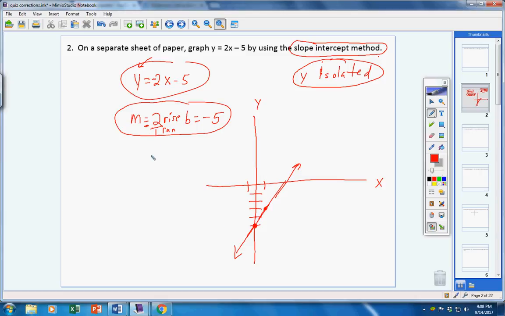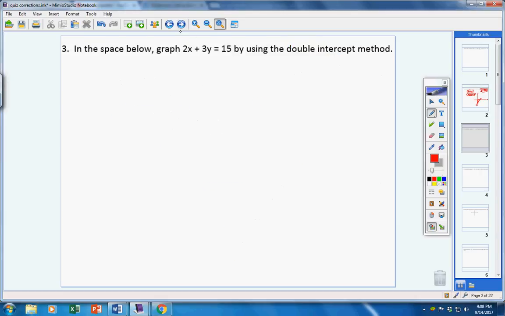That's it. Now, on number 3, you actually did a really good job. If you'll please look at your work, you'll see that you had down that your x-intercept was 15 over 2, which is the same thing as 7.5. So you did that fine, okay? In your work, you also had written down that your y-intercept was 5. Good job. That's correct also. Where you messed up was the graph, okay?